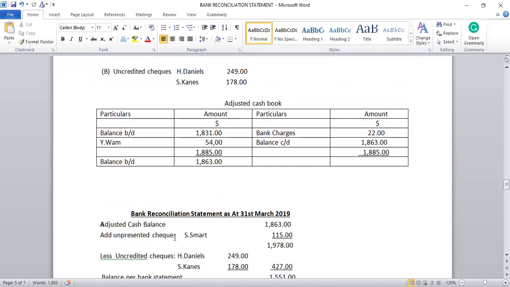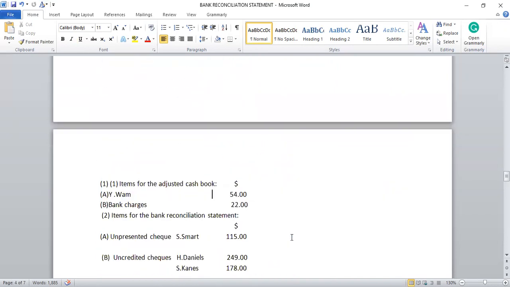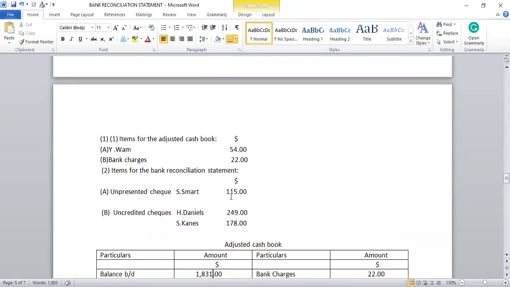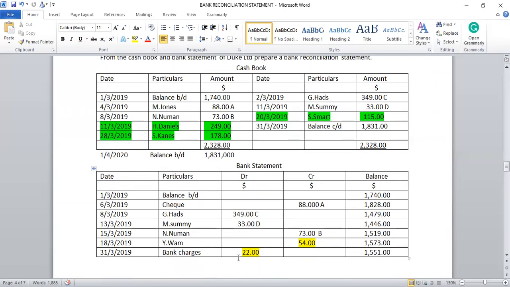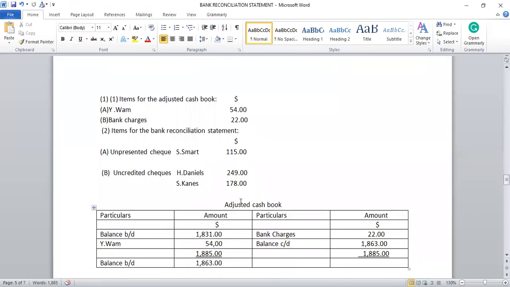Okay. Then we add unpresented check, SMART, $115. So this is the unpresented check. These are items in the cash book that are not in the bank statement. That is the green ones. After we have all these ones, they are going to the bank reconciliation statement. This one is credited in the cash book, but has not been debited in the bank system. We have to bring it, so we add it up.